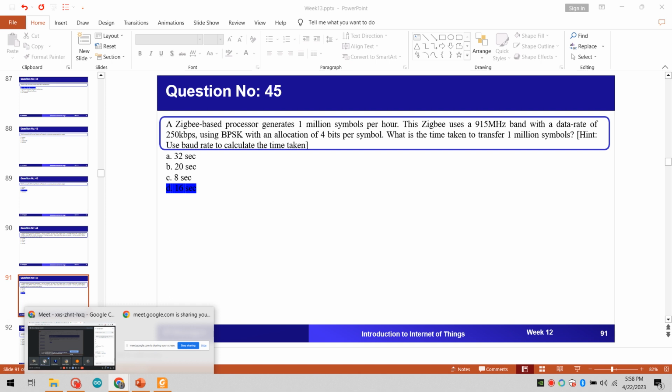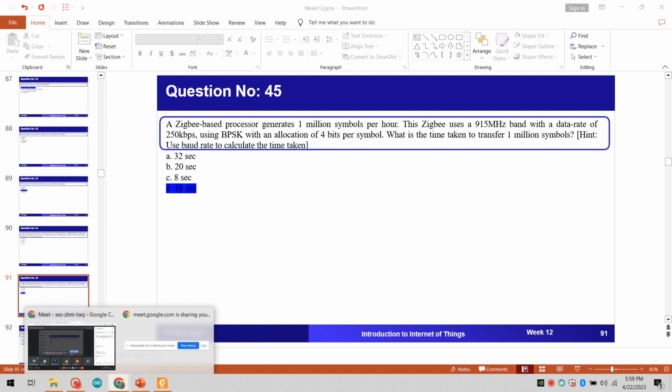Now data rate is given, which means the rate at which we can transfer the data. It is given as 250 kbps, which means in 1 second we can send 250 kb. Now 1 bit can be sent in 1 divided by 250k. This is the unitary method which we use in normal mathematics.